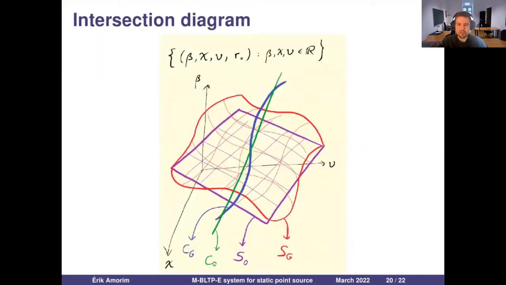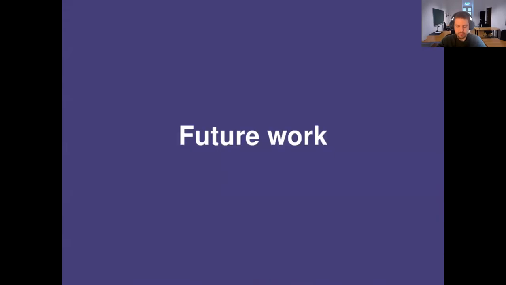So I have a meaningless picture here of the situation. You have the original c0 curve, which is actually a straight line, the green line, and the original s0 surface, which is actually a plane, they intersect. And then sg in red is a little modification of the plane s0, and cg in blue is a little modification of the curve c0 in green. So if the green and purple intersected and you change them just a little, they're still going to intersect. Anyway, that was the proof idea.